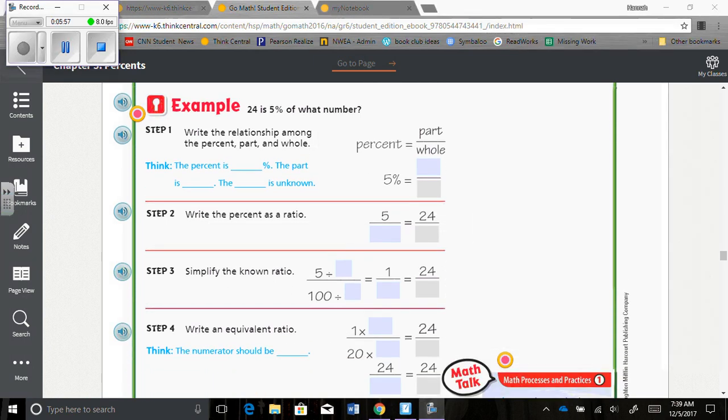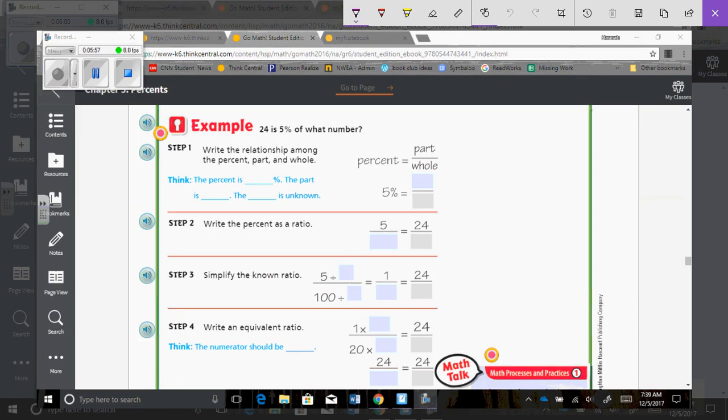Alright, and let's look down here at the other example. 24 is 5% of what number? Step 1, write the relationship among the percent, part, and the whole. It's the same thing we did above. The percent is 5%. The part is 24. And the whole is unknown. Step 2, we're going to write the percent as a ratio. So we know 5% is 5 over 100, and 24 over the unknown.